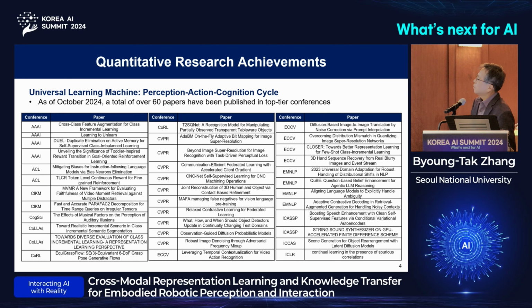Okay, so now, the final report. As I said, we consist of about 12 faculty members, and this year alone we have published 60 papers in top tier conferences. Just the number, I mean, AAAI, ACL, ECCV, EMNLP, ICASSP, and so on, and actually robotics conferences as well.